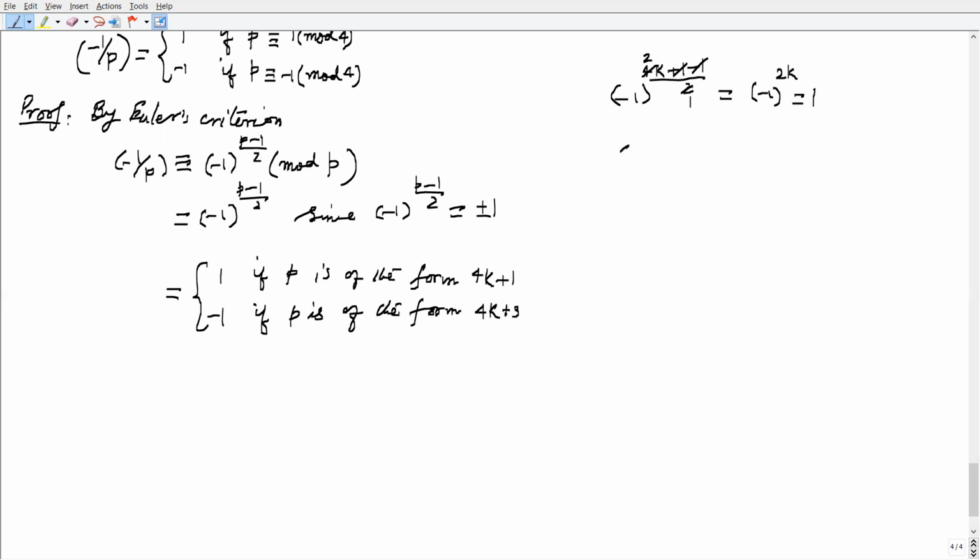For example, if p is of the form 4k plus 3, then -1 to the power 4k plus 3 minus 1, divided by 2. We take 2 as common from here, so this is 2k plus 1 divided by 2, the 2 cancelled, and this is -1 to the power 2k times -1 to the power 1. -1 to the power 2k is 1, times -1. So this is -1 always.